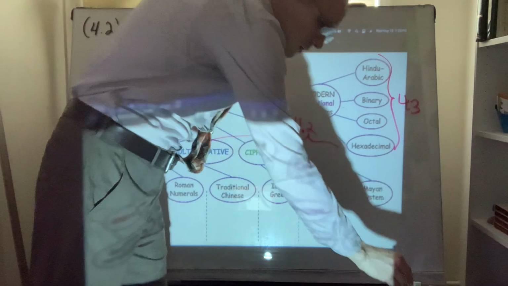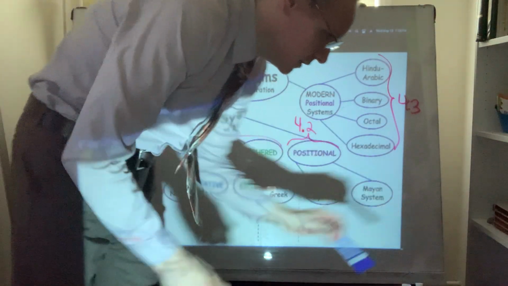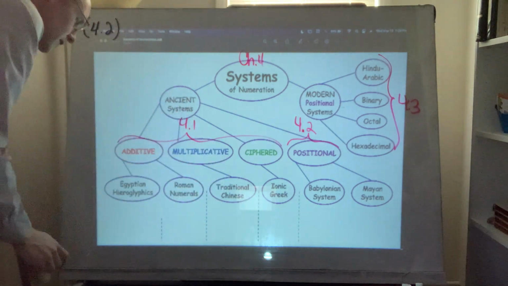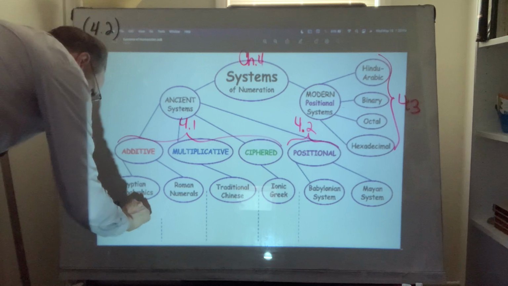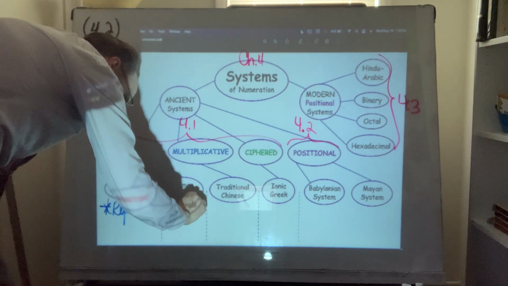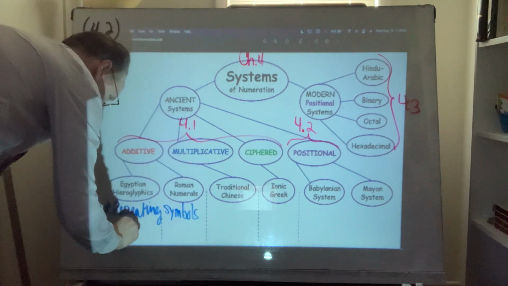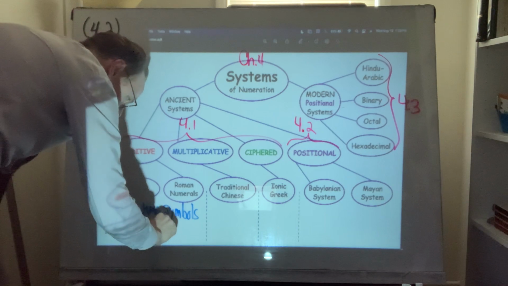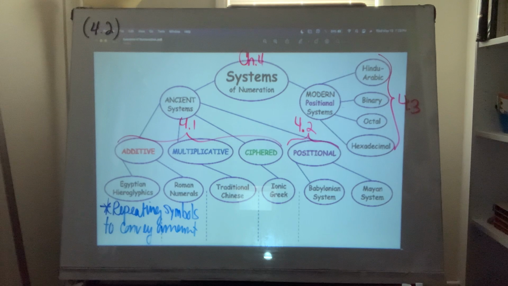Okay. All right, this is a summary. What did I tell you from last time? The additive systems are basically repeating a symbol. That's the basic idea. To convey the amount. That was from yesterday. That's my beep. Sorry.